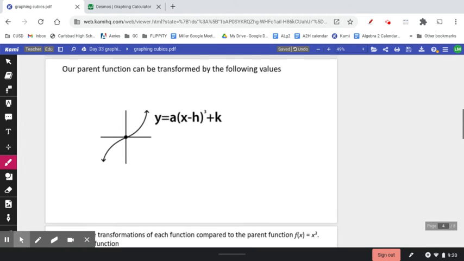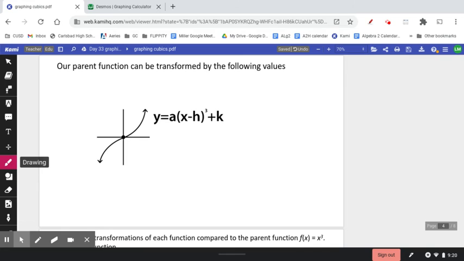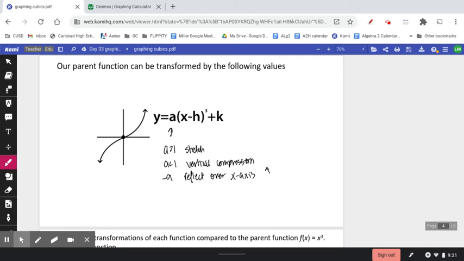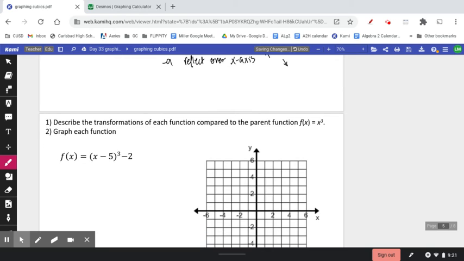All right, parent function, we've done this before. A, h, and k values, they still mean the same thing. If a is greater than 1, we have a vertical stretch. A less than 1, we have a vertical compression. And if we have a negative a value, this is going to reflect over the x-axis. So think up on the left, down on the right. My h value is left and right, but backwards, and then my k value is up and down. All right, let's see what these look like when we apply them.